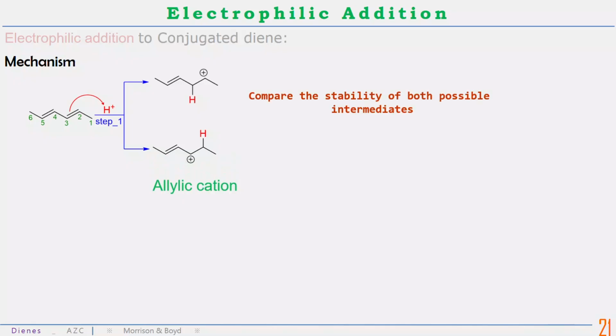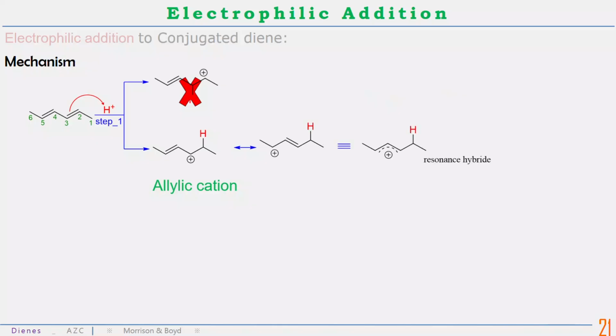Now compare the stability of both possible intermediates. Practically, the allylic carbocation is more stable than the secondary carbocation. Thus, the products obtained from addition to conjugated dienes are always consistent with the formation of the most stable intermediate carbocation, an allylic cation. The reason for the stability of the allylic cation is the resonance that causes interchange of positive charge between carbon 3 and 5.